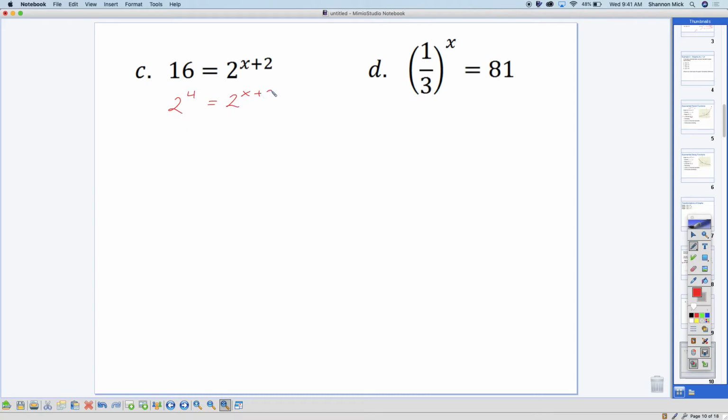Especially with your 2s and 3s, try to make those pairs, guys. Don't just go 2 times 2 times 2 times 2, because that could take forever. So bases are equal, so 4 equals x plus 2. So subtract 2 and x equals 2. Does it work? 2 to the 2 plus 2 is 2 to the 4, which is 16.